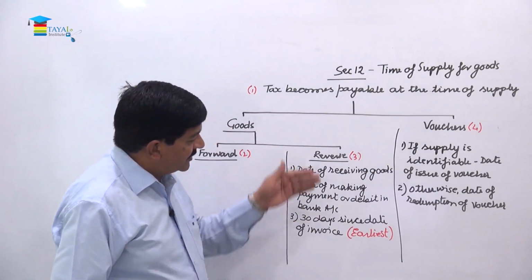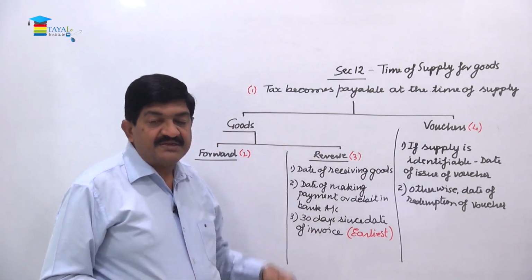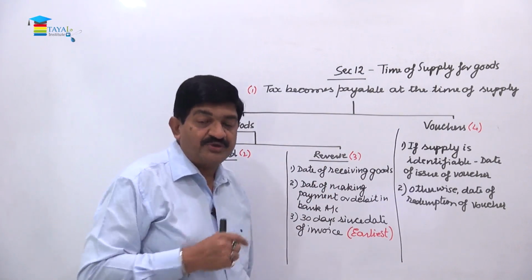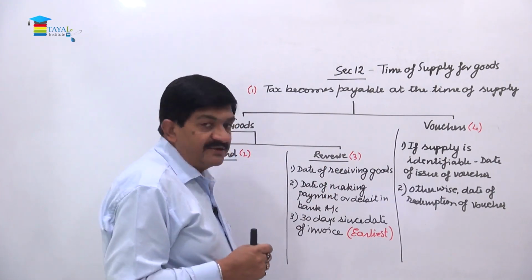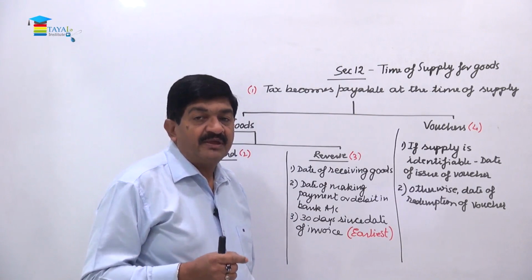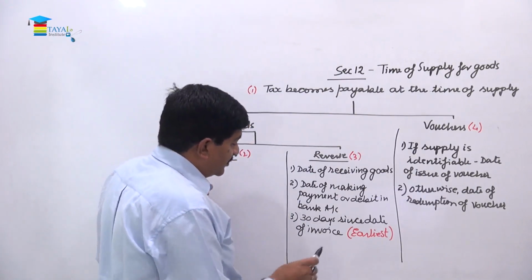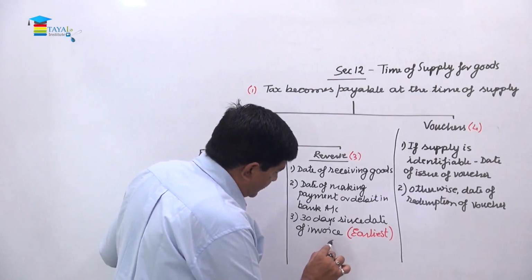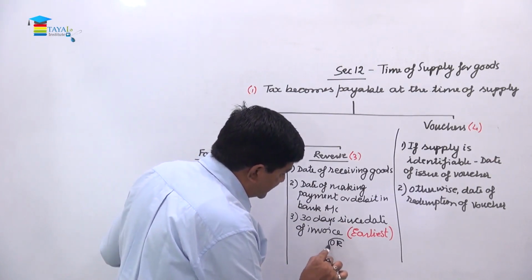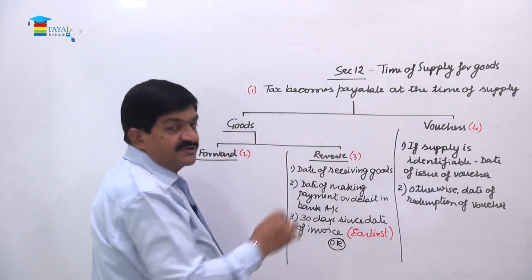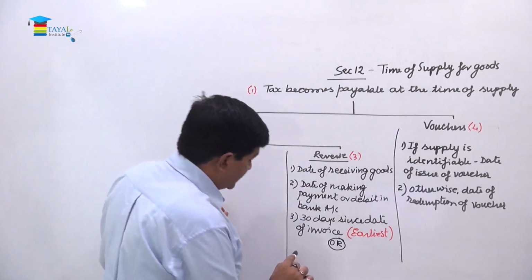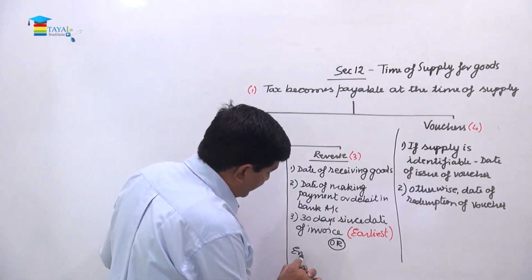But where none of these are identifiable, we have another situation given, and that is the date of making entry in the books of account of the recipient. So here I am writing or. So or becomes applicable only when this is not possible. This is entry in the books of account.